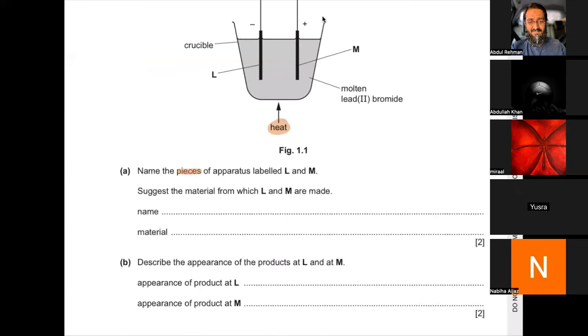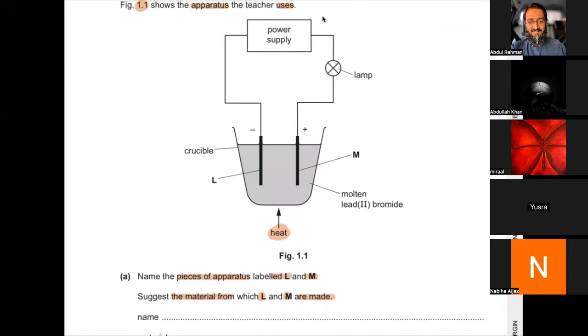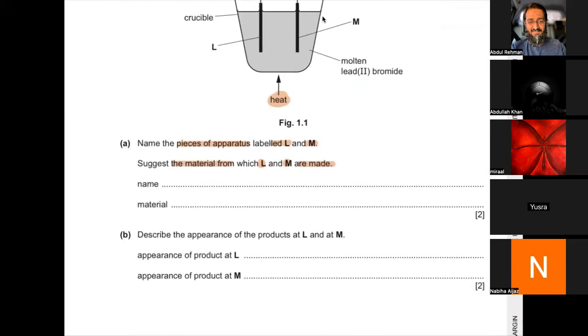Name the pieces of apparatus labeled L and M. Suggest the material from which L and M are made. So first you have to tell their names. L and M are electrodes. Yes, electrodes. Very good, Mirar.